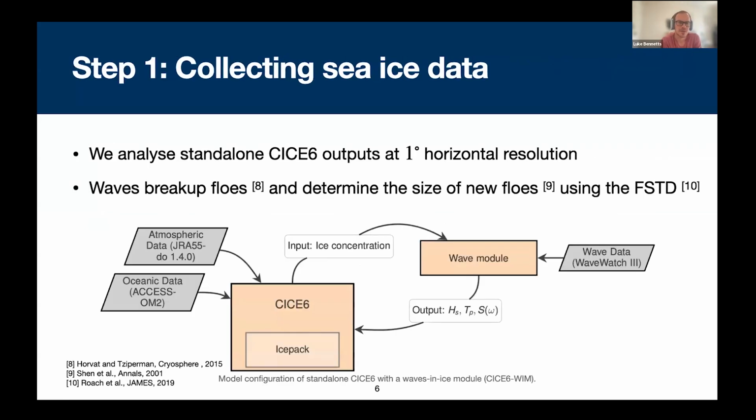So here's the setup of our model. We're using CICE6, and as I alluded to at the beginning, we're interested in using that because it has a floe size distribution. And so what it has in comparison to most other numerical sea ice models is what we call an FSTD, floe size thickness distribution, as opposed to just an ice thickness distribution. I already mentioned that we're running it as a standalone model. It's been run at a 1 degree spatial resolution.